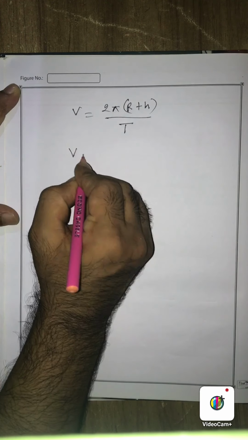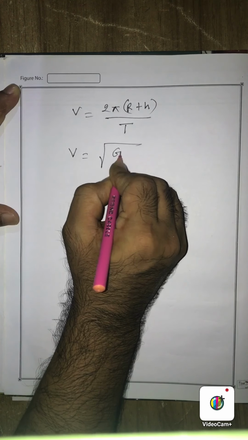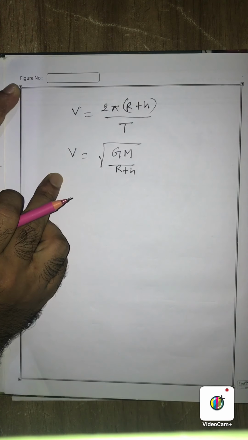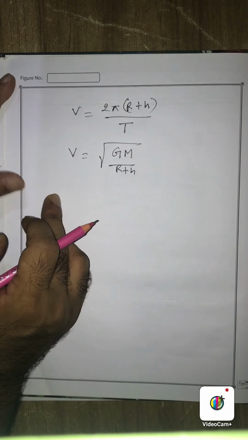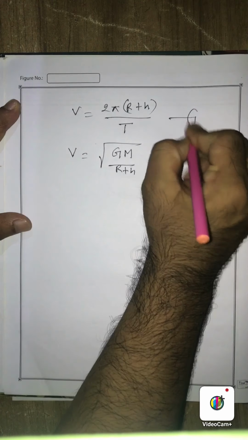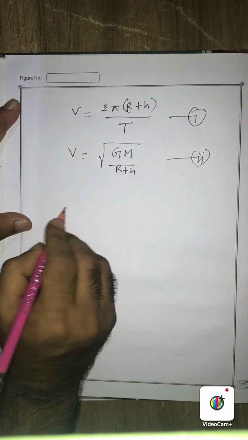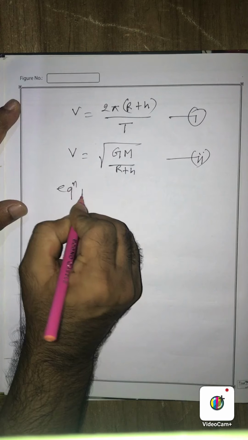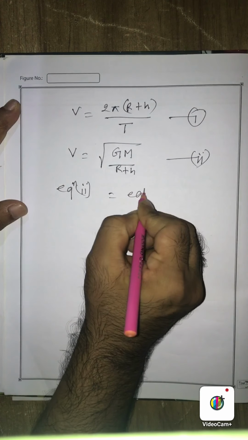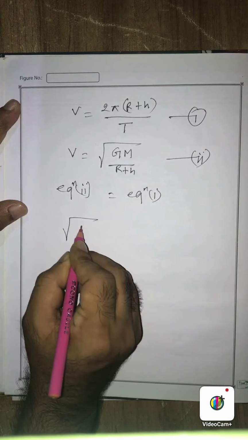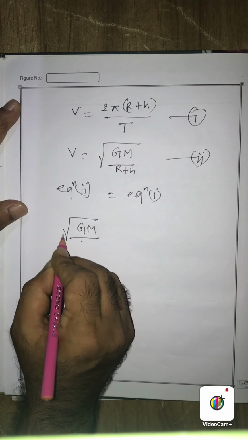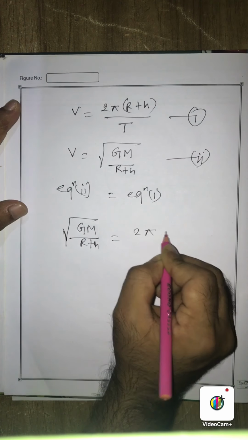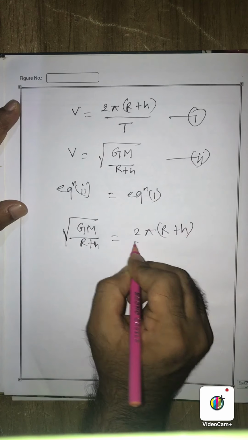Another formula of velocity: v equals root over GM divided by (R plus H). So both equations represent the velocity of an artificial satellite. Equating equation 1 and equation 2, root over GM divided by (R plus H) is equal to 2π(R plus H) divided by T.